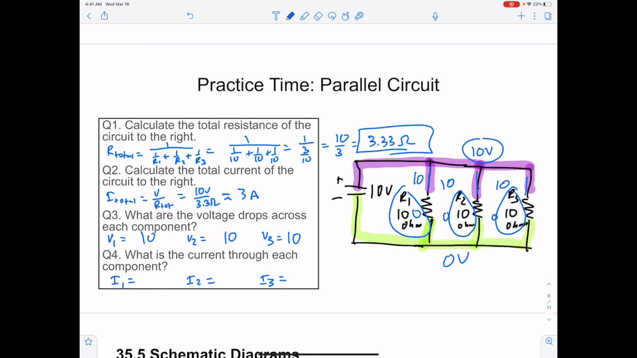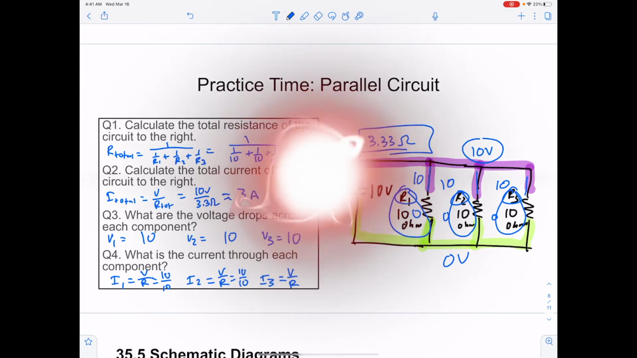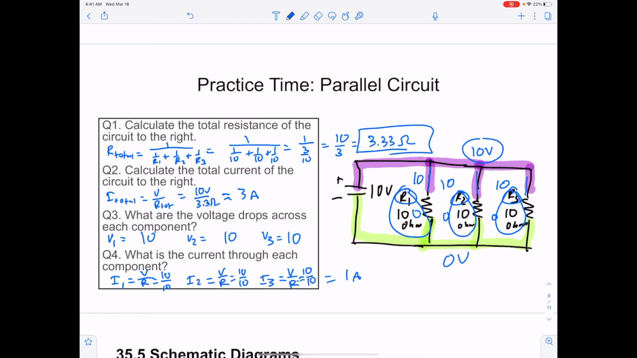Okay, so we know the resistance of each branch. We know the voltage drop across each branch. So question 4 says, what is the current through each component? So this is the electrical pressure across each divided by the resistance. So you would just do 10 divided by 10, 10 divided by 10, 10 divided by 10. Okay, for each of those, we get 1 amp, which agrees with our overall total current of 3 amps.